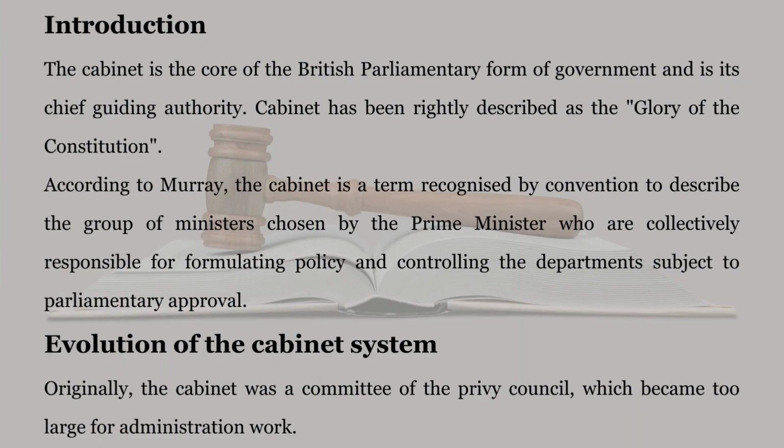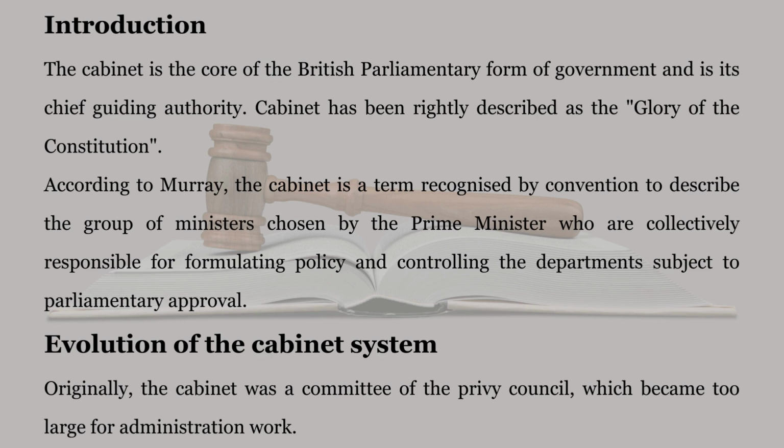Introduction. The Cabinet is the core of the British parliamentary form of government and is its chief guiding authority. Cabinet has been rightly described as the glory of the Constitution. According to Murray, the Cabinet is a term recognised by convention to describe the group of ministers chosen by the Prime Minister who are collectively responsible for formulating policy and controlling the departments subject to parliamentary approval.